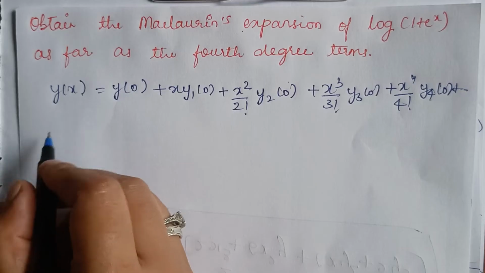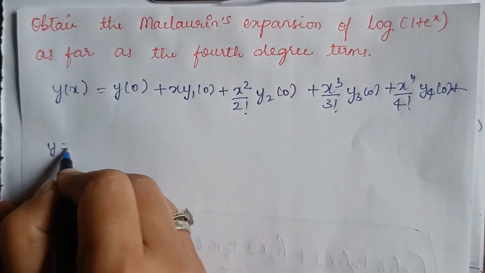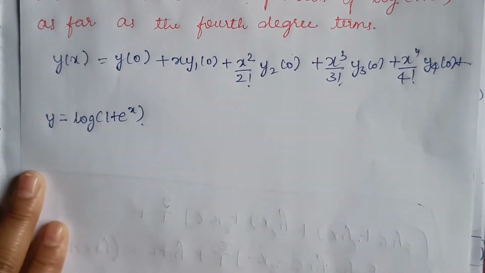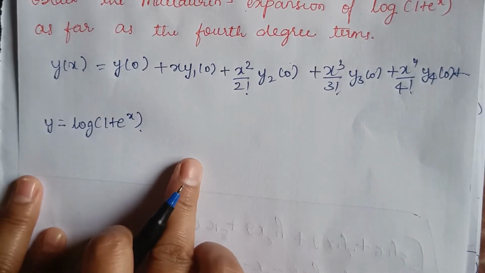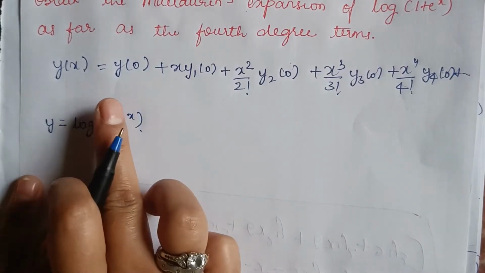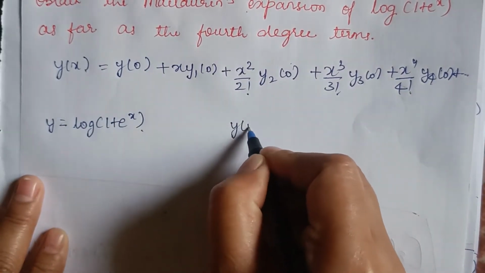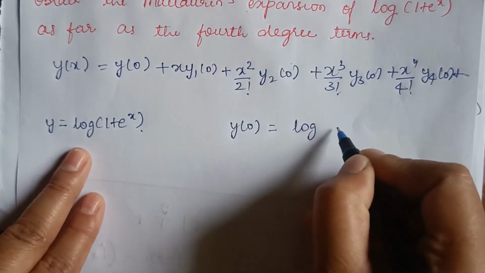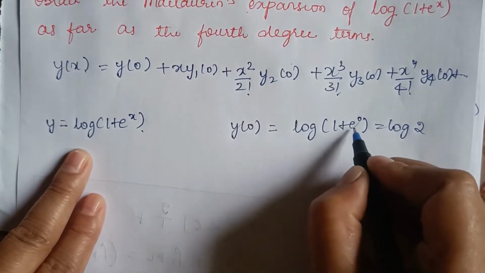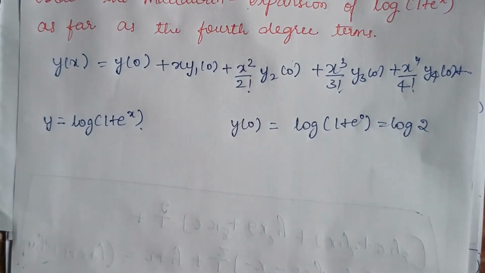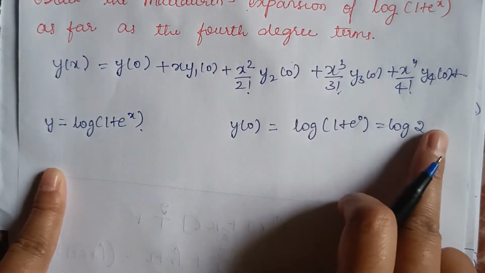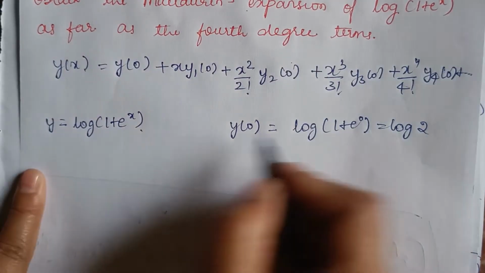Correct? So let us consider y is equal to log of 1 plus e power x. Now, in order to find all these terms, first we have to find y of 0. So y of 0 is equal to log of 1 plus e power 0, which is log of 2. E power 0 is 1, right? Anything to the power 0 is 1. So this becomes log 2. This is nothing but log to the base e of 2. Now I will just write it.